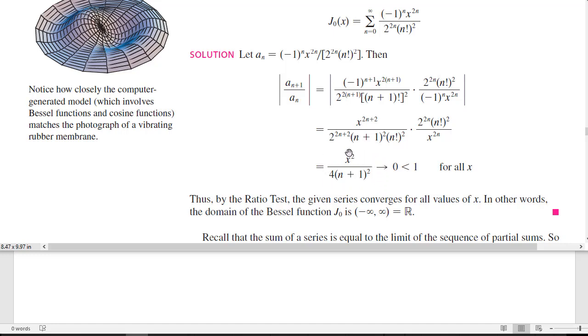And as n goes to infinity here, so he's not even writing the limit as n goes to infinity, but as n goes to infinity, x squared is a constant. So just the way that we dealt with the variables in my examples, we pull it out. So really 1 over 4 times infinity squared. Constant over infinity goes to 0. So we have x squared times 0, and that's going to be less than 1 for all x. So the Bessel function of order 0 converges for all x. So minus infinity to infinity, as he mentions down here, is the interval of convergence, and then the radius is infinite.